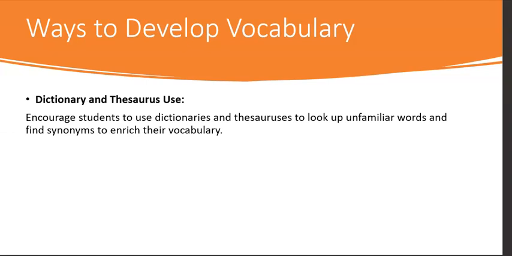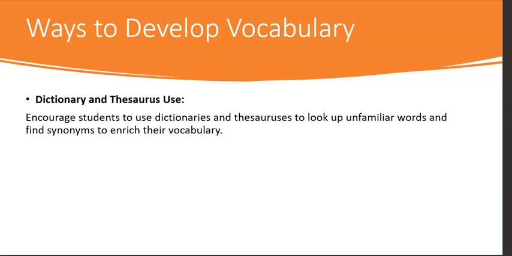The next is dictionary and thesaurus use. Now, a dictionary is basically a book that gives you a word and its meaning. But a thesaurus gives you the synonyms for words, other words that mean the same as the word you're looking for. So you have to make use of such sources, the thesauruses and the dictionary. These sources will really, really help you to develop your vocabulary.